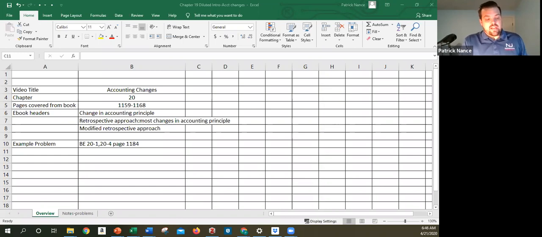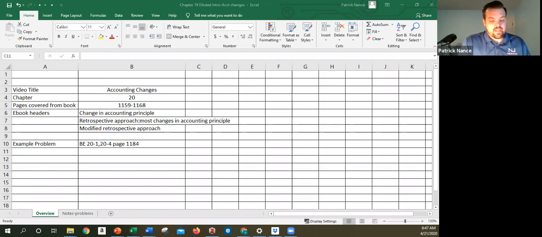So the different types of accounting changes that can occur, change in accounting principle. So this would be changing from one GAAP principle to another. Okay, this could be change of cost versus equity method. This could be change of inventory method, which is one of the main ones we talk about in this chapter, or adopting a new accounting standard. That's one type of change.